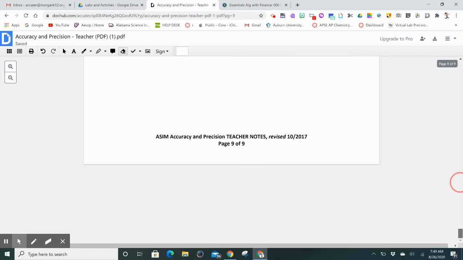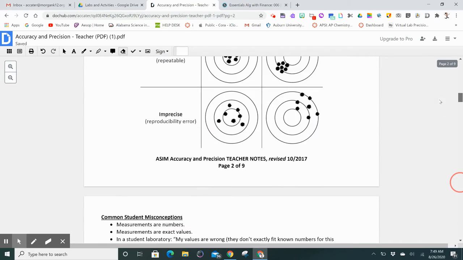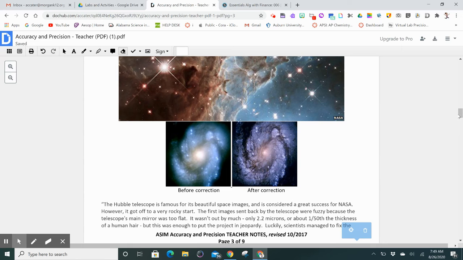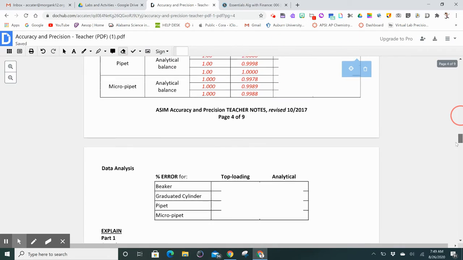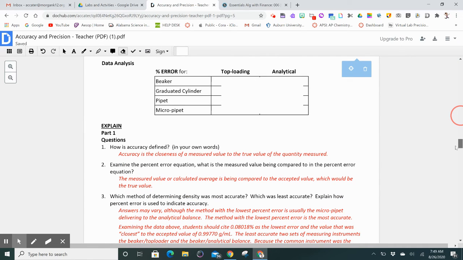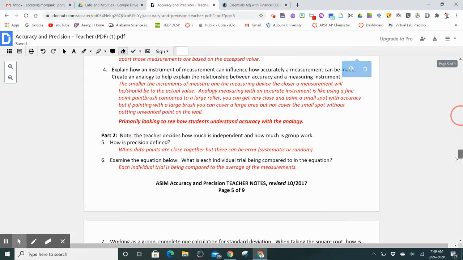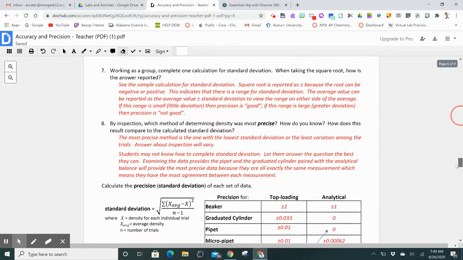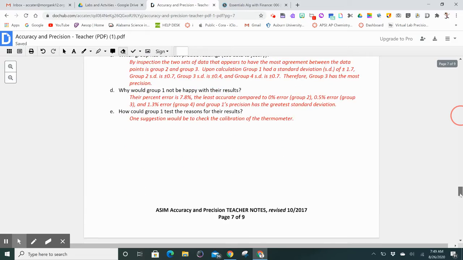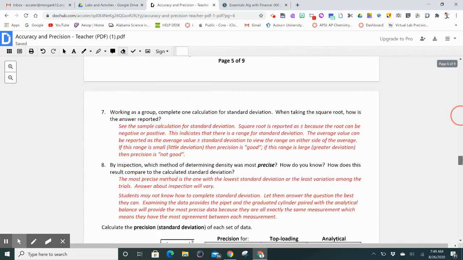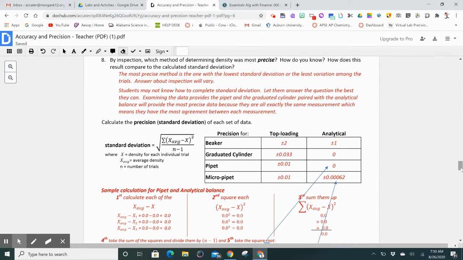Sorry, it got a little ahead of me. All right, so there's our data table. You'll fill that data table in, and then you will determine the percent error, which we did a video on earlier. And then you will have analysis questions to answer. It looks like there are 10 of them. On the standard deviation one, you're just going to plug into that formula and use it to get your standard deviation.